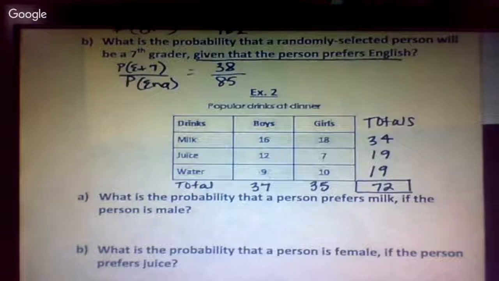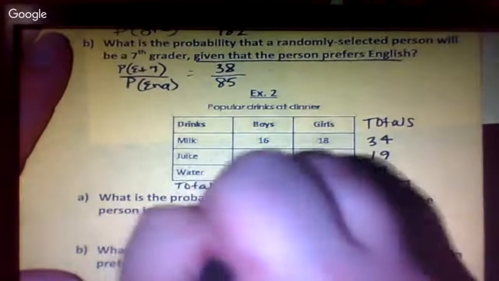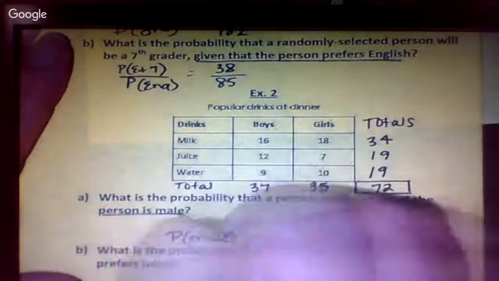So again, this one doesn't say given that, it says if. Your first condition comes after the word if. So what's my first condition? They are male. We know that they're male. That's my first condition. If they're male.